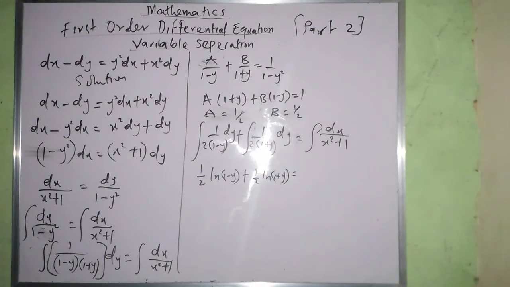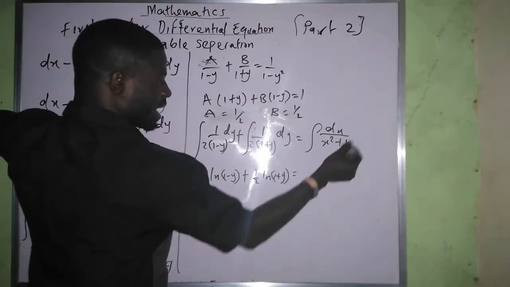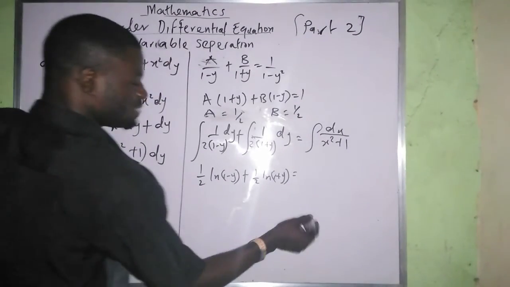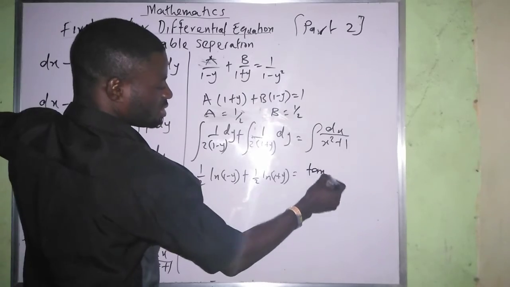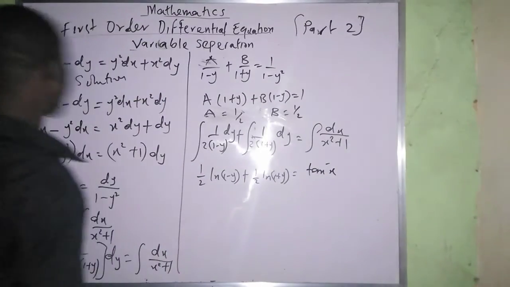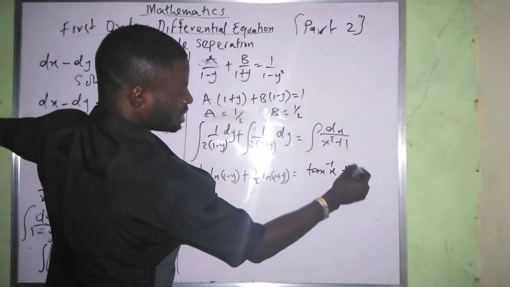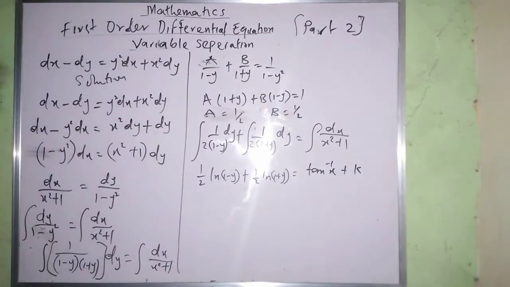Now, if I should integrate something like this, we have done it again. This is a square, this is a square, and the sum is attaching them. It means it will be arctan of x, arctan of x plus k.